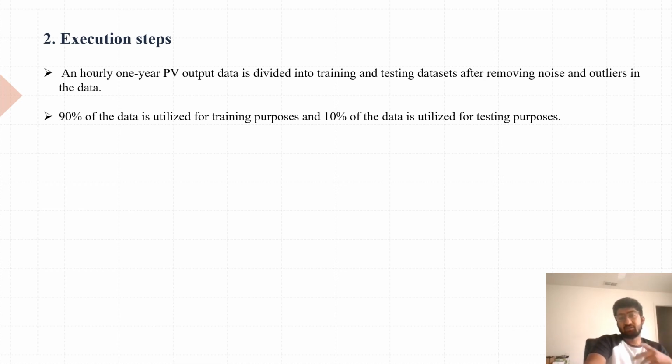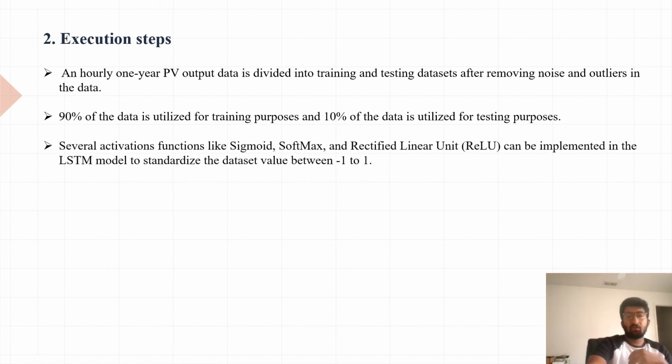Actually, the 70% is divided into training, then 20% is divided for the validation purpose, and 10% is for the testing purpose. So after that, we use a lot of activation functions like sigmoid, softmax, relu. Why we do this is to normalize the data between a specific range. For sigmoid, we range the value between 0 and 1. For relu, we divide the value into 0, -1 to 1.